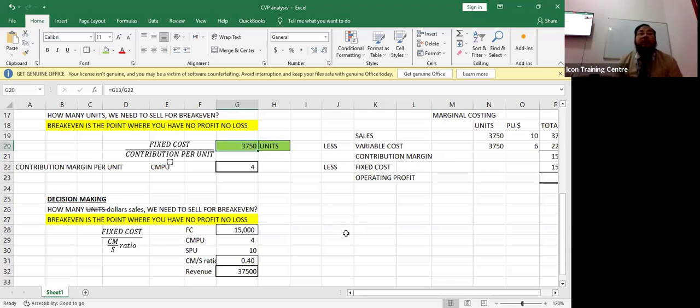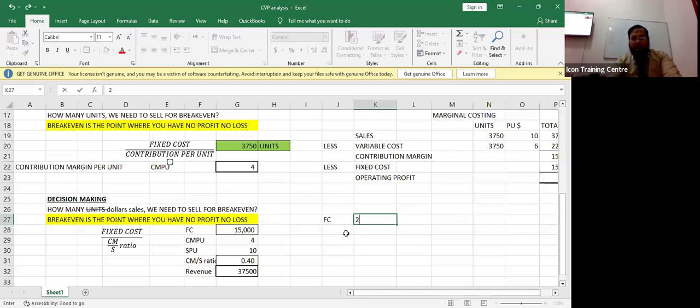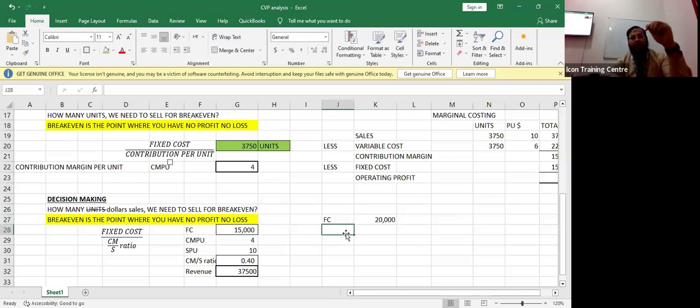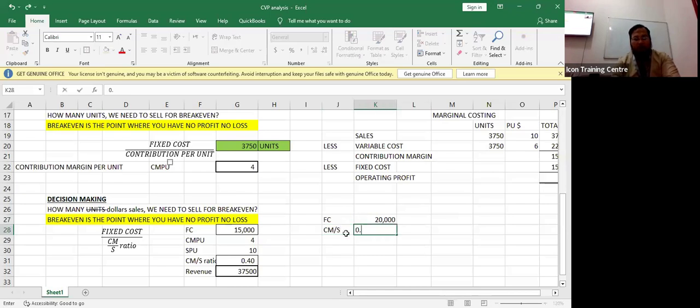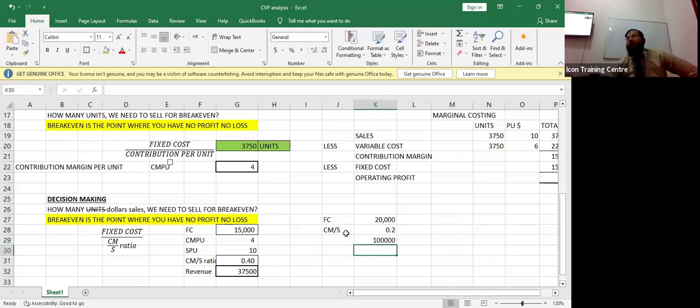But in case the selling price is not known, then you see, let's suppose Emmanuel is hiring me, right? And he says, okay, Mr. Amir, my fixed cost is $20,000, right? And my CM to sales ratio is 0.2. Now you tell me how many dollars of revenue I have to achieve for the break even. Now he didn't provide the selling price, so the simple formula is I will take this divided by this. I said, brother, you have to make a sale of $100,000 to achieve the break even.